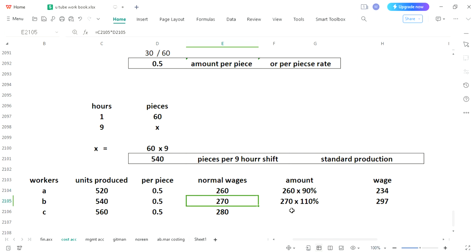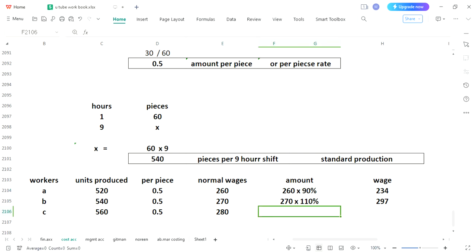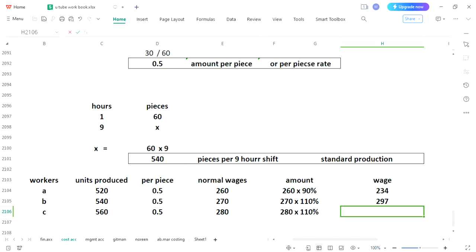Now since he had achieved the target, we will give him extra salary. 280 was the original amount and you need to give him 110%. This is the differential we are applying. Now we calculate: 280 multiplied by 110 divided by 100. So in this way, 308.